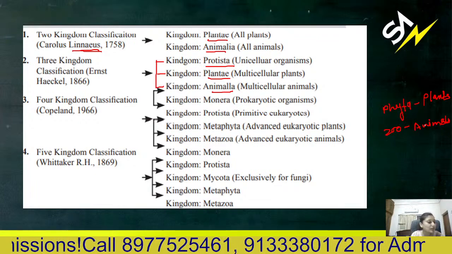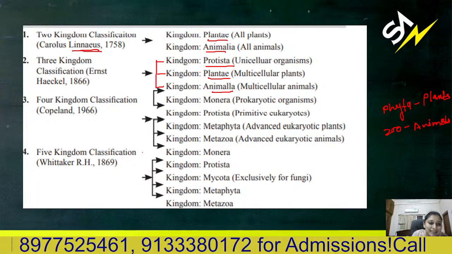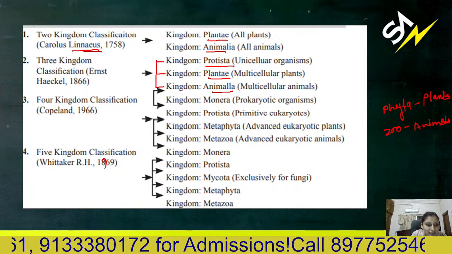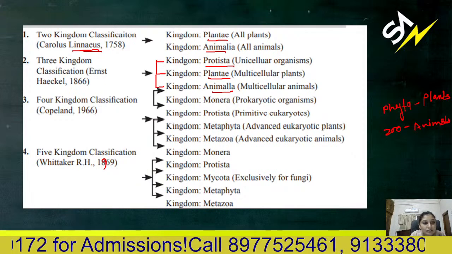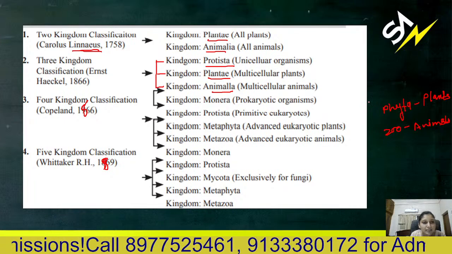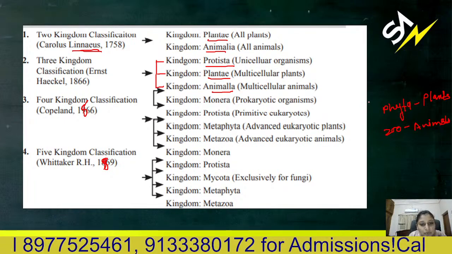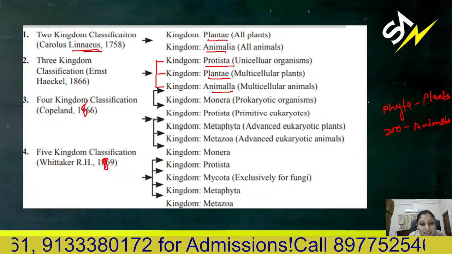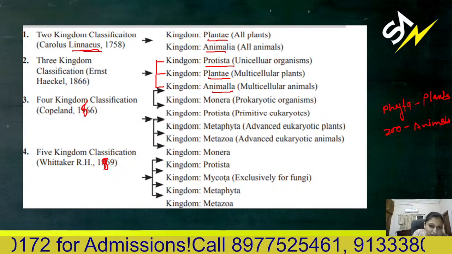Then five kingdom classification was given by R.H. Whittaker in 1969. Sorry, I wrote 1869 here, it is 1969. So, Kingdom Monera, Protista, fungi, plants and animals. So remember the different names here.